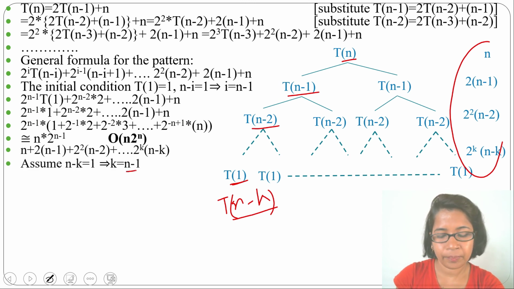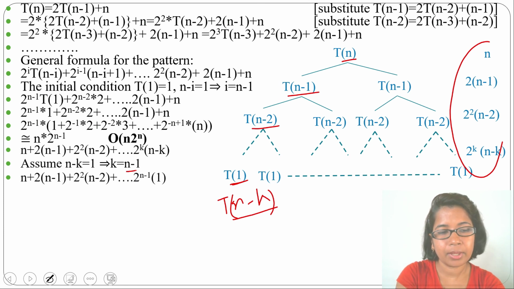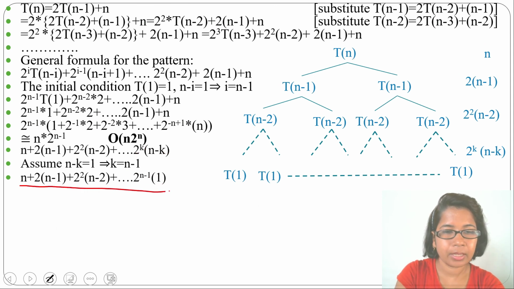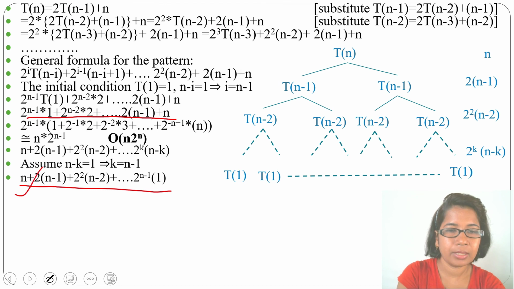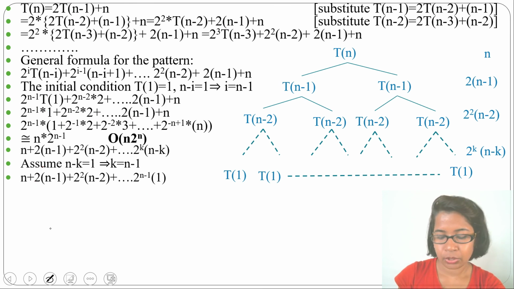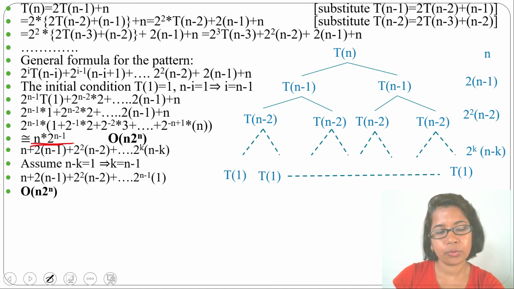Now just substitute here. After substitution we will get n plus 2 into n minus 1 plus 2 square into n minus 2. In place of this k we will substitute n minus 1. Then n minus k, that is 1. Now just compare this with this, both are same. N is here, then 2 multiplication n minus 1, then 2 square into n minus 2, and last term is 2 power n minus 1 multiplication 1. So both are same. We already solved this. So after solving we'll get n multiplication 2 power n minus 1. So order of growth will be big O n 2 power n.